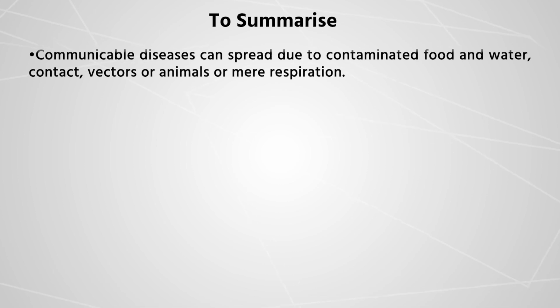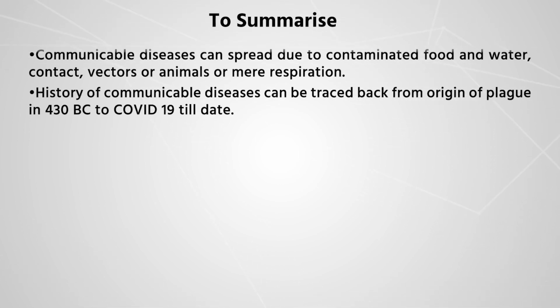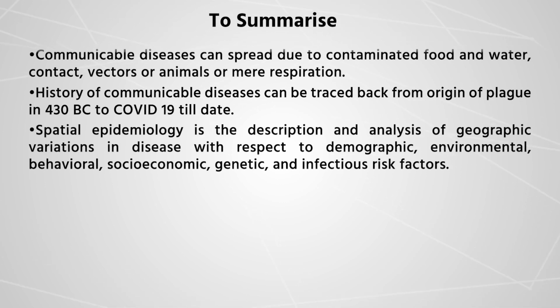Now, let us just summarize the entire module. Number one, we have focused on how communicable diseases can spread due to contaminated food and water, contact, vectors or animals, or mere respiration. The history of communicable diseases can be traced back from the origin of plague in 430 BC to COVID-19 till date. Spatial epidemiology is the description and analysis of geographic variations in disease with respect to demographic, environmental, behavioral, socioeconomic, genetic and infectious risk factors.